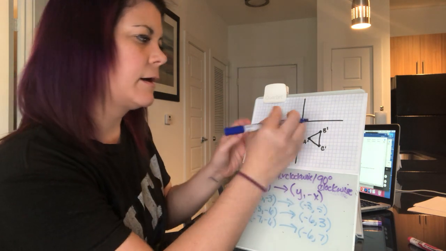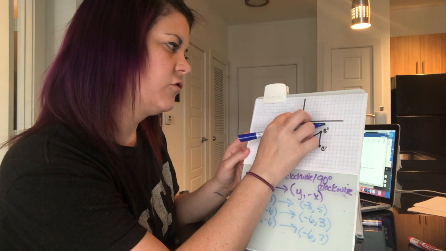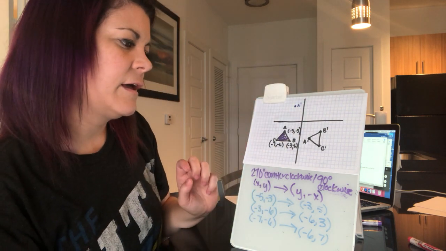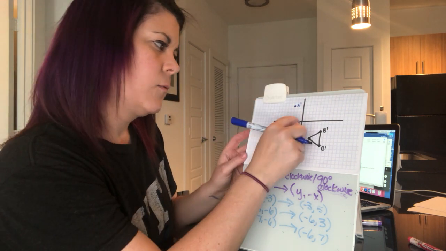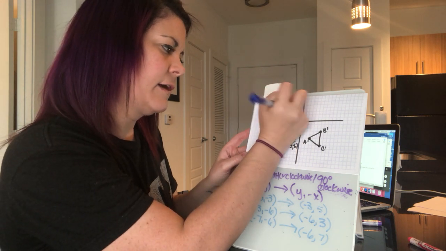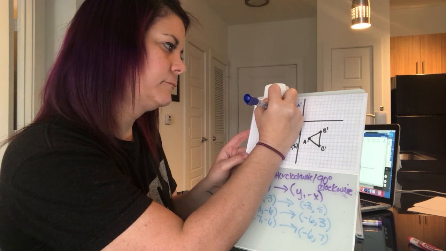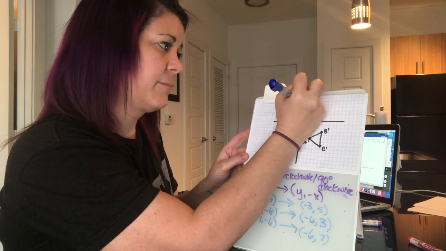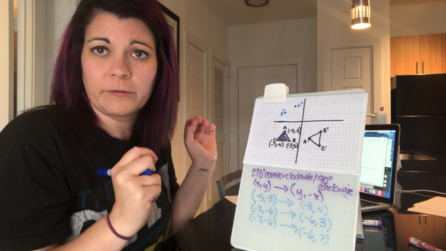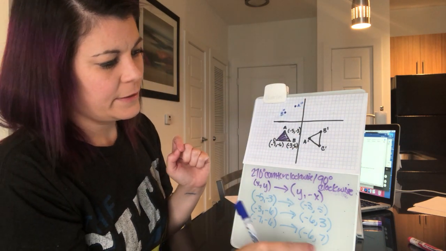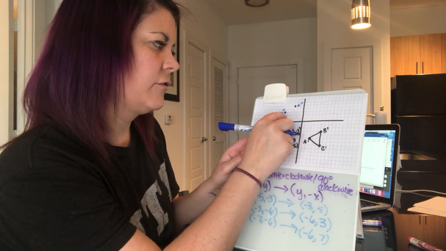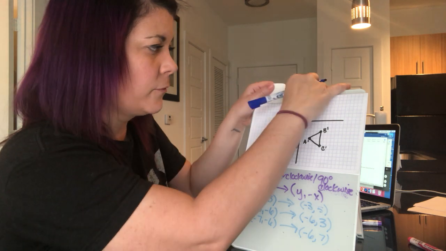So (-3, 5): 1, 2, 3, then 1, 2, 3, 4, 5. That would be A. And then (-6, 3): 1 through 6, then 1, 2, 3. That is B. And I'm going to name it prime prime because it's our second image. We already have one image over here, so now I need two little dashes. And then this one, (-6, 7): 1 through 6, then 1 through 7. Oh, barely enough.